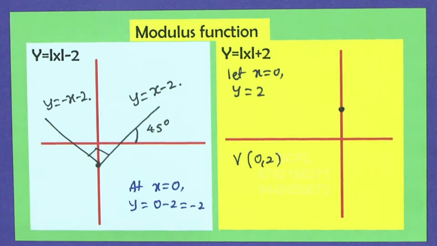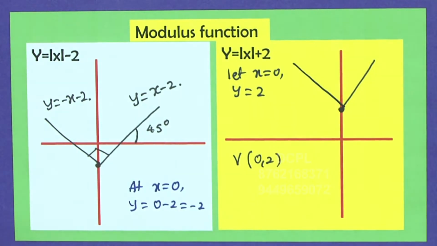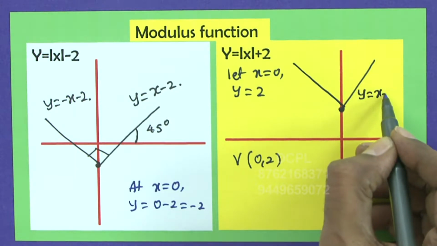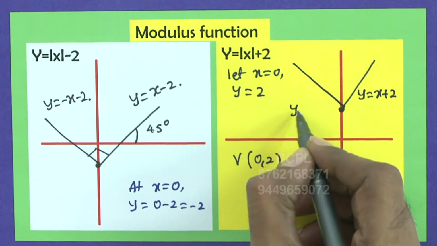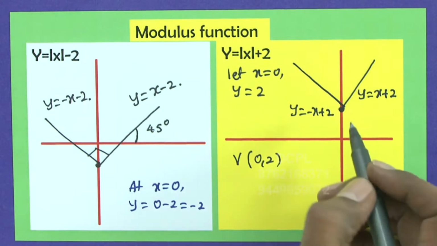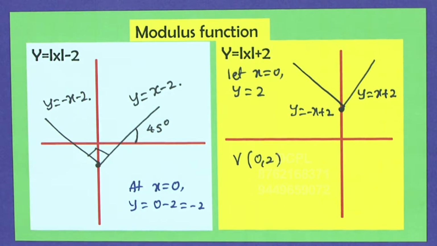It is completely above x-axis. This is the graph. Now, what is this part? Y is equal to x plus 2. What is this? Y is equal to minus x plus 2. And dear students, one thing we should observe here is the vertex of this one is 0 comma 2 and the vertex of this is 0 comma minus 2.